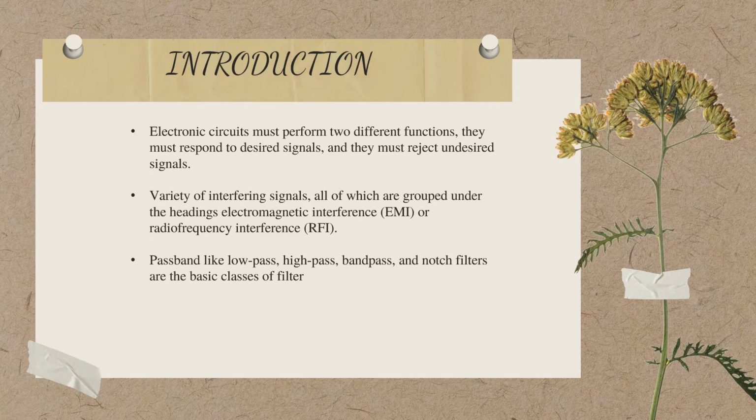Our world is full of a variety of interfering signals, all of which are grouped under the headings electromagnetic interference, EMI, or radio frequency interference, RFI. Filters come in a variety of types, but perhaps the most useful way of categorizing them is by passband. Passbands like low pass, high pass, band pass, and notch filters are the basic classes of filters.